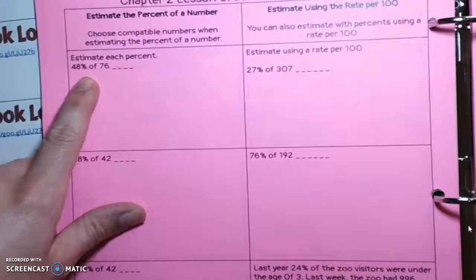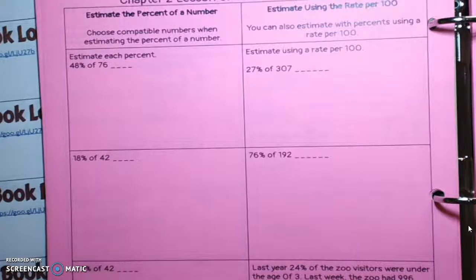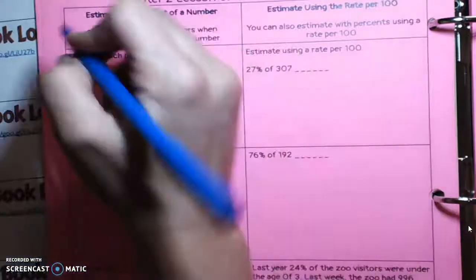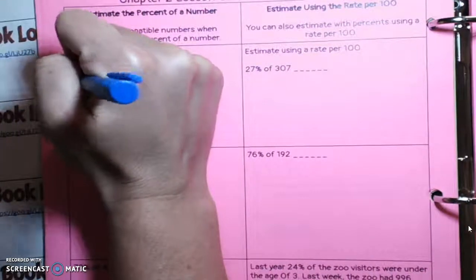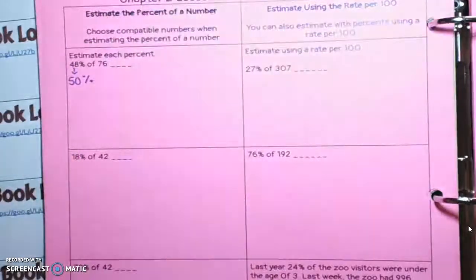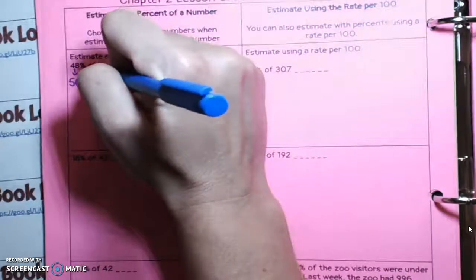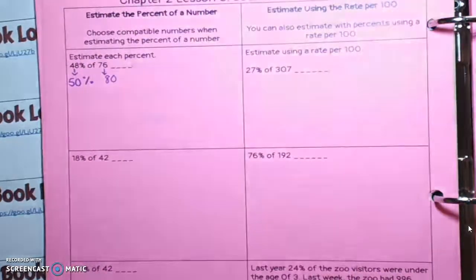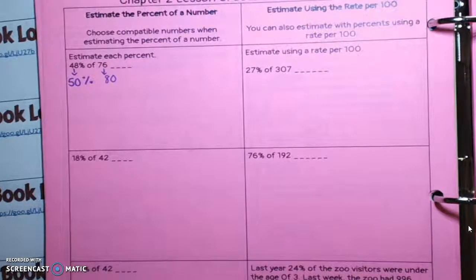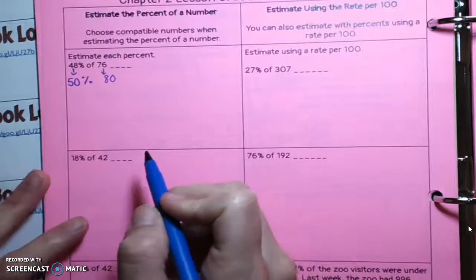So our first one is 48% of 76. So 48, we're going to go, that's close to 50%. So we're going to change it to 50%. Then 76 is close to 80. So we're going to make it 80. Well, we're just looking in the ballpark. We're not trying to get the exact answer.